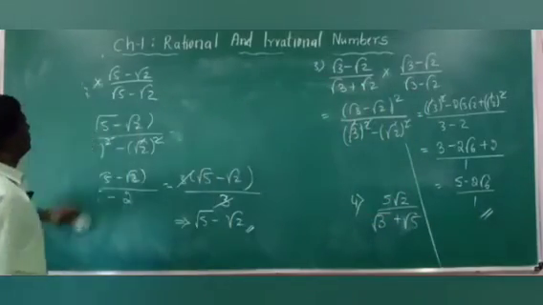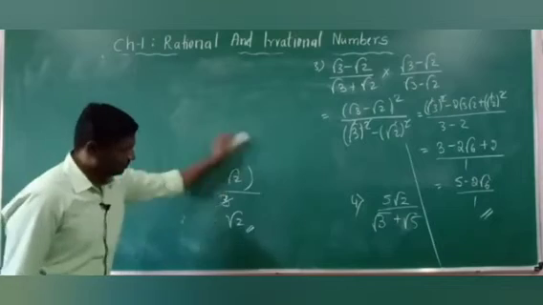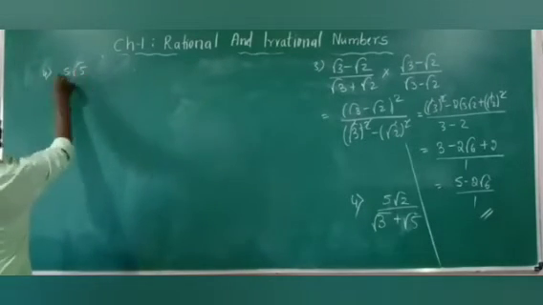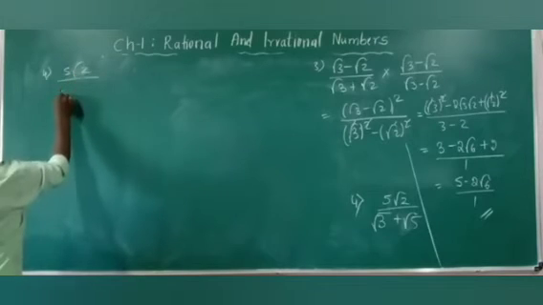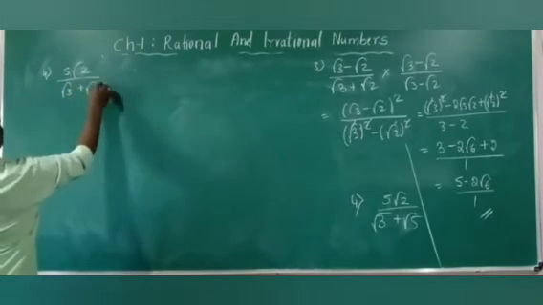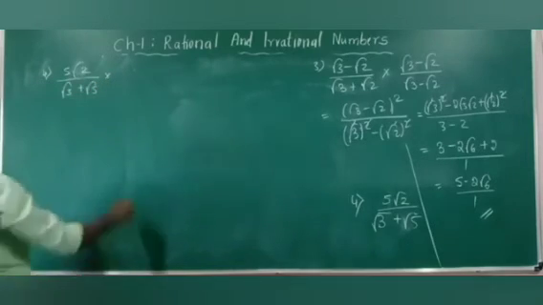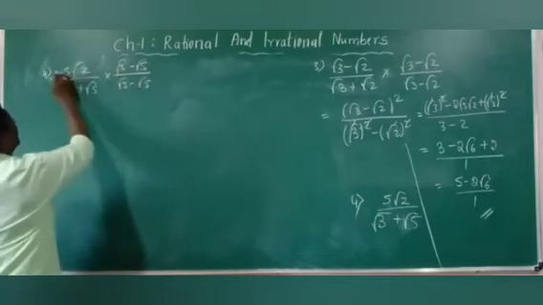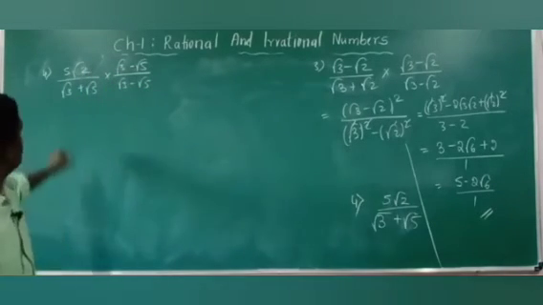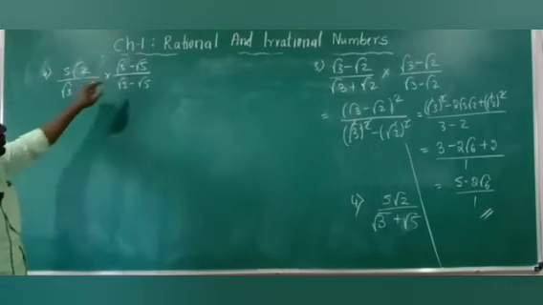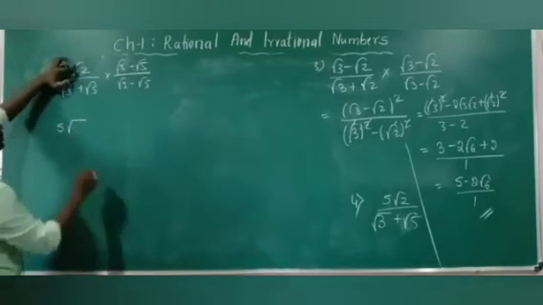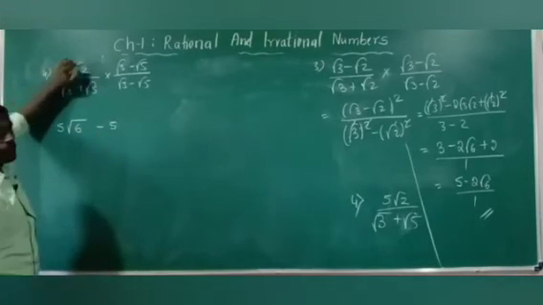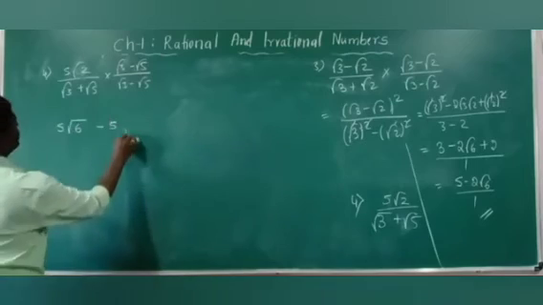Next, see the fourth question: 5 root 2 divided by root 3 plus root 5. Rationalize the denominator by multiplying root 3 minus root 5 divided by root 3 minus root 5. Multiply the numerators first: 5 into root 2 into root 3 is root 6, minus 5 into root 2 into root 5, root 10.